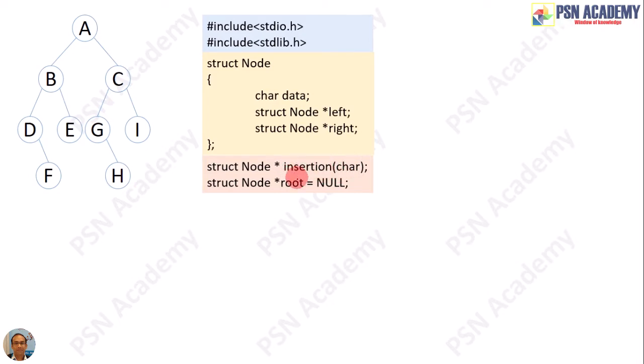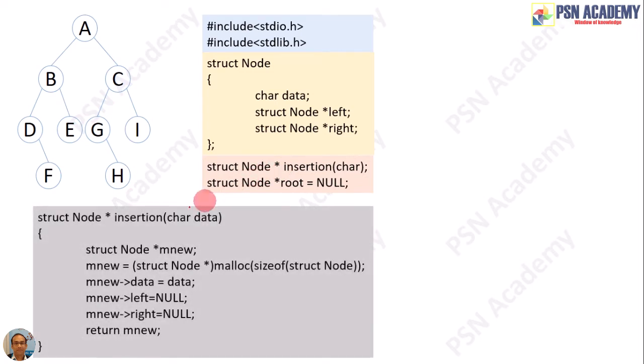You have also a root pointer which is pointing to null initially, and both of these are of struct node star type. Here is the insertion function which receives data as a parameter, and it creates a node using the malloc function pointed by this mnew pointer, and with the help of mnew the data will be stored inside the new node and left and right will be set to null, and after completion of this job mnew will return the new node to the calling statement.